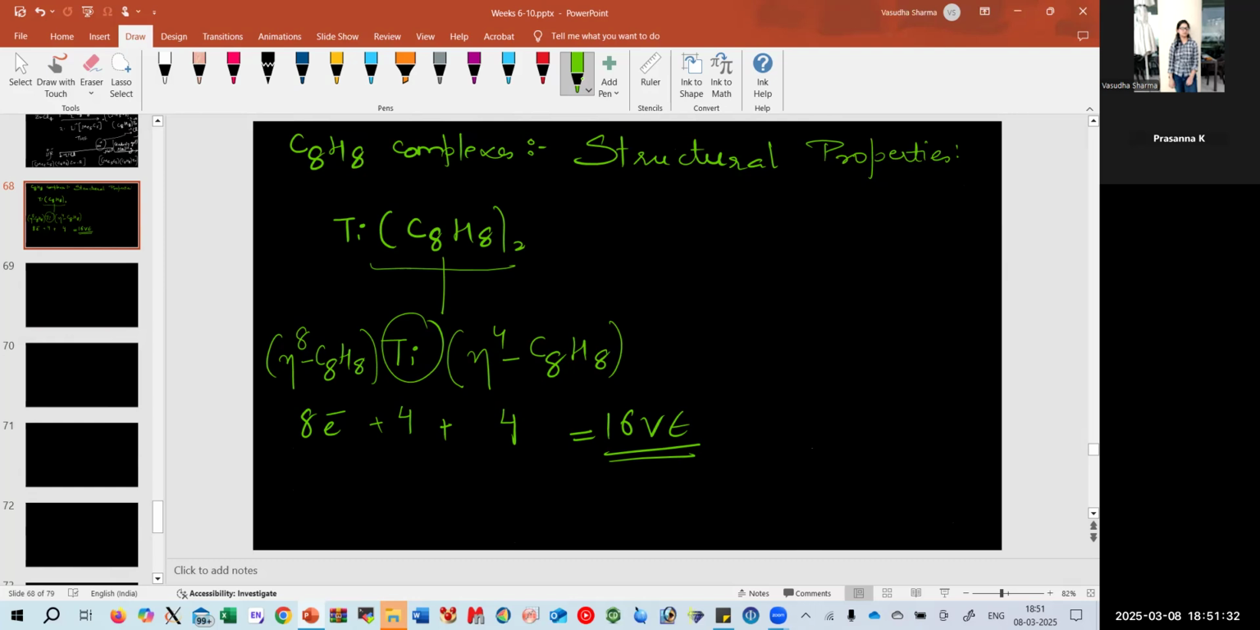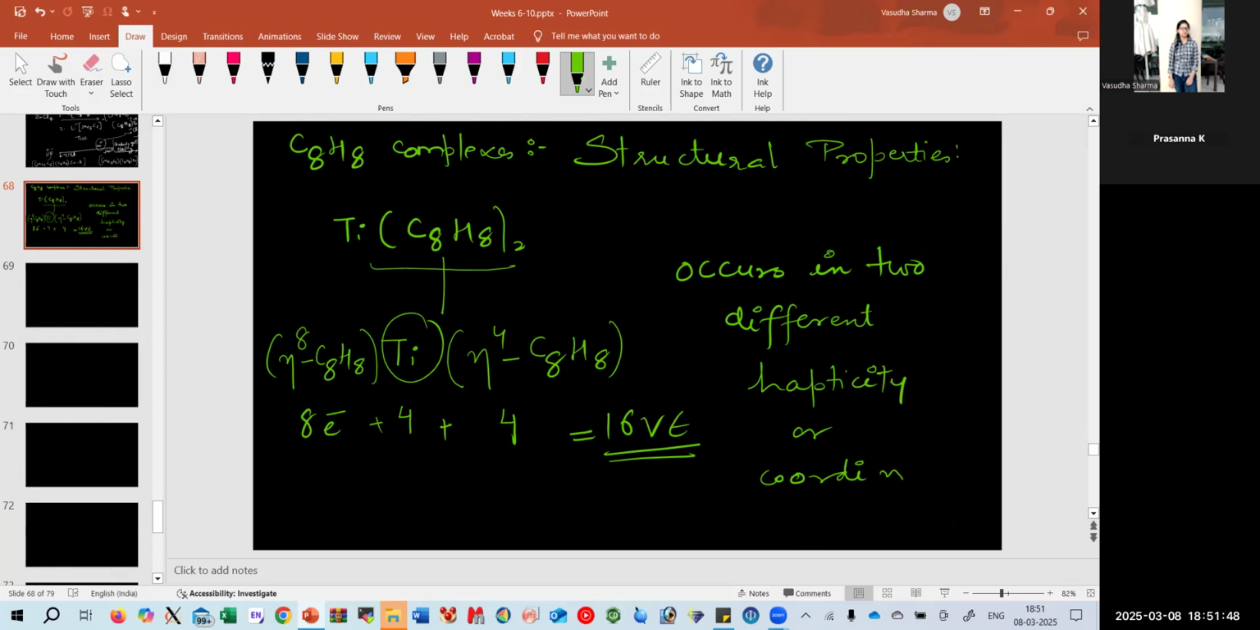So here C8H8 occurs in two different hapticity modes, or you can say coordination modes. At one place, all 8 centers are involved, and in the other place, only 4 centers are involved.